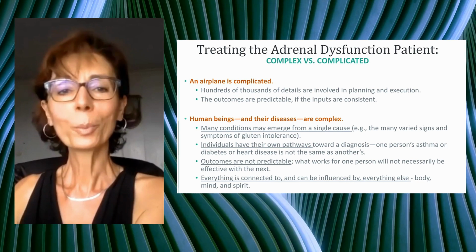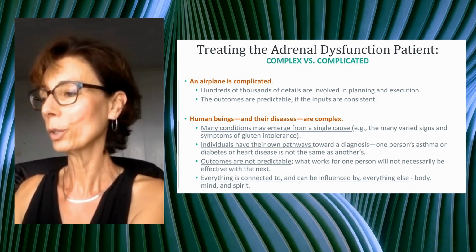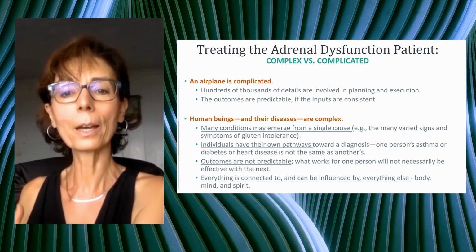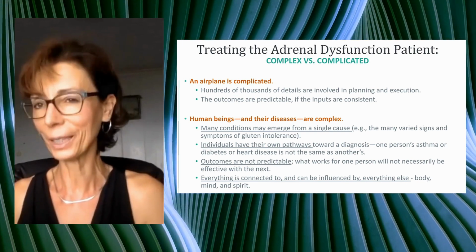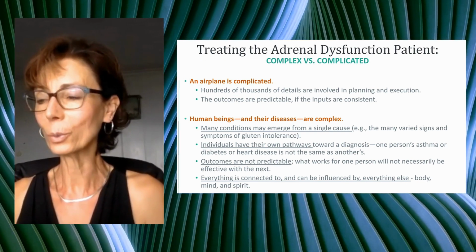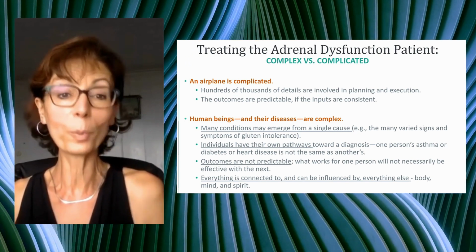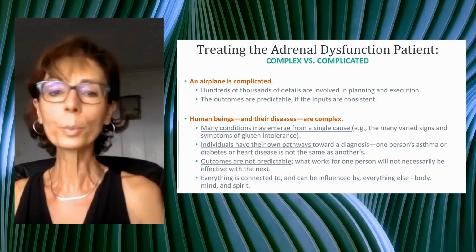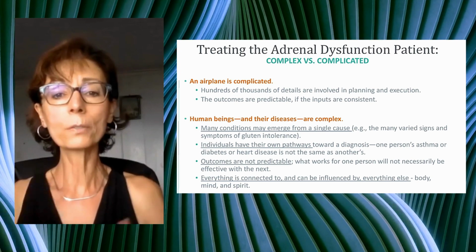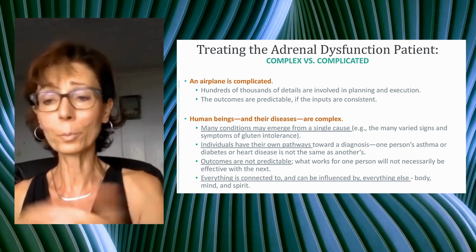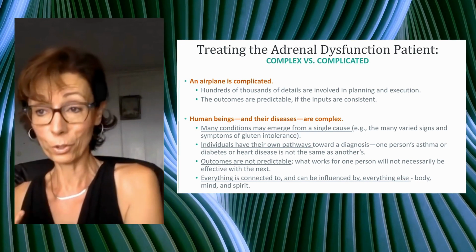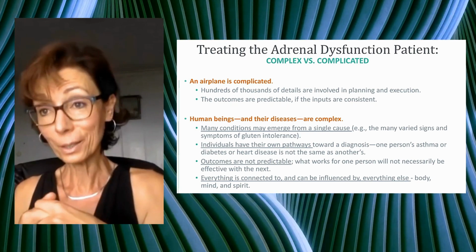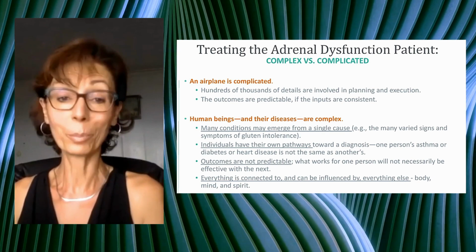I want to focus just a little bit on how we treat the adrenal patient. I want you to think about complex versus complicated, because this has a lot to do with what we do in treating HP axis dysfunction. Now, an airplane is complicated. There's hundreds of details involved, and you have its planning and its execution, but the outcomes are predictable if the inputs are consistent. Human beings and our diseases, though, we're pretty complex, right?